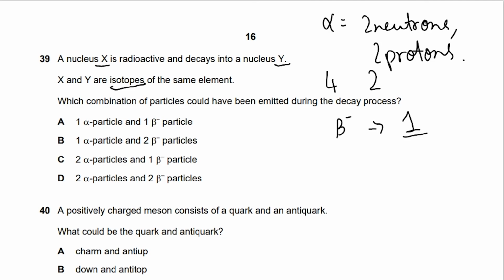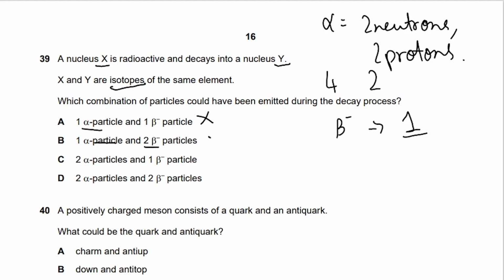Okay. So in option A, 1 alpha particle and 1 beta particle. No. In alpha decay, 2 protons will be lost, and in 1 beta negative decay, there will be an increase of 1 proton. So there will be a difference of -1. A is not the answer. Option B, 1 alpha particle and 2 beta particles. B can be the answer, because in alpha decay, when an alpha particle is lost, 2 protons are lost, and in beta minus decay, there is an increase of 1 proton, and since there are 2 beta minus particles, there is an increase of 2 protons, so the net difference is 0. B can be the answer.